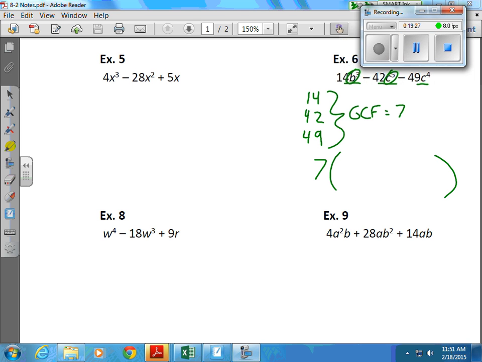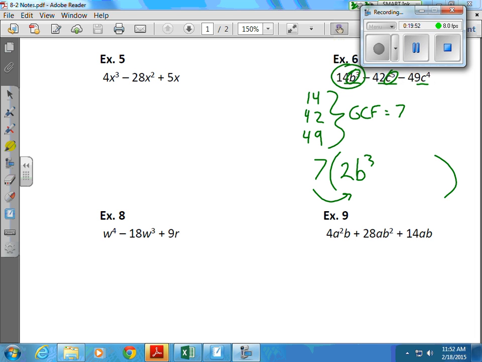So if I divide a 7 out from every term, 14 divided by 7 would be 2, and b to the third. I need to make it this way so that when I do my distribution later, when I check, I get 14b to the third when I distribute. So you can check yourself as you go, and check yourself at the end too.